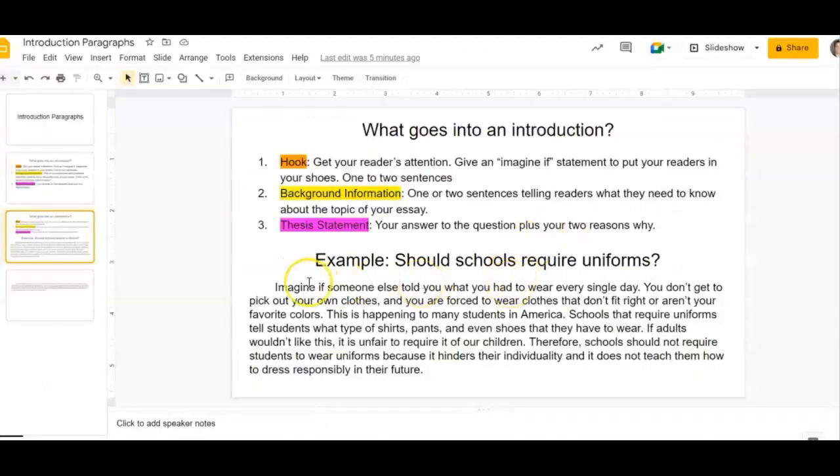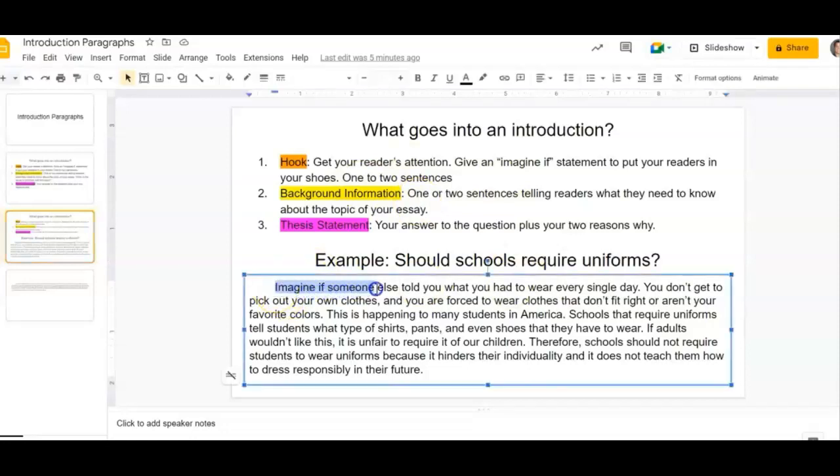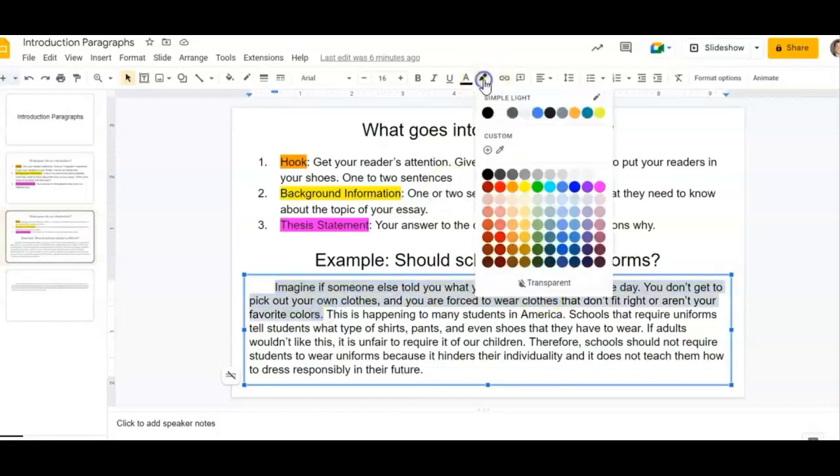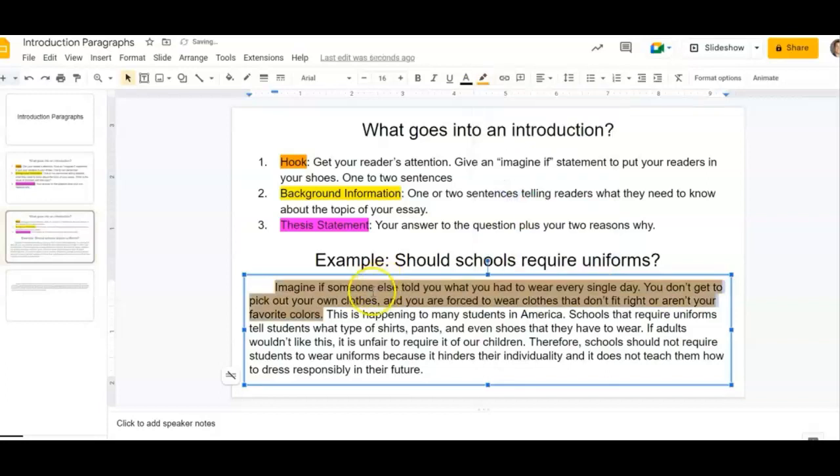So let's do some highlighting. So we have our imagine if statement. Okay, imagine if someone else told you what you had to wear every single day. That would be terrible, right? You don't get to pick out your own clothes, and you're forced to wear colors that don't fit right or are not your favorite colors. That is my hook. Those are my 2 sentences, okay, that get the reader to start thinking, yeah, that would be awful. Okay, if I hate the color yellow and I have to wear yellow every day, I wouldn't like that.